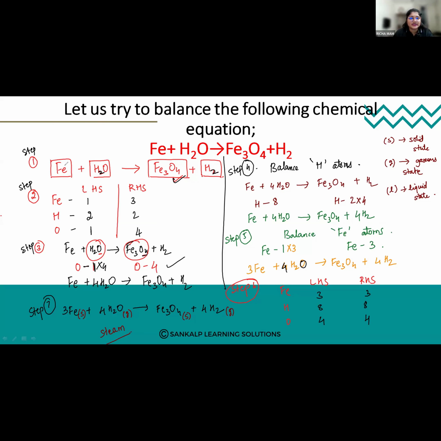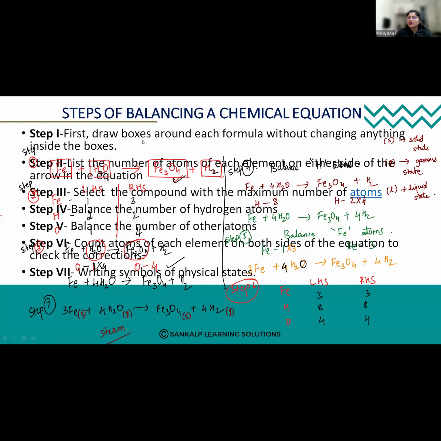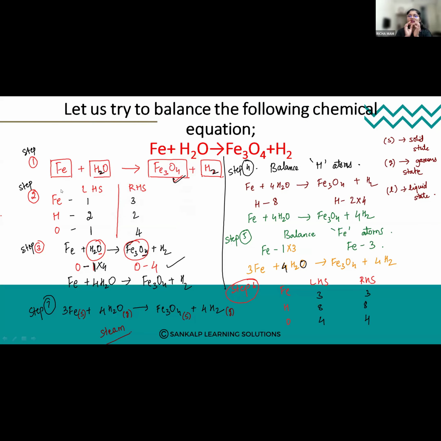So this is the equation which is given: Fe plus H2O giving you Fe3O4 plus H2. What was the first step? First, draw the boxes around each formula without changing anything inside the box. So you have to separate the different molecules. Writing the boxes means we are showing that they are different from each other. So we have written these in separate boxes.